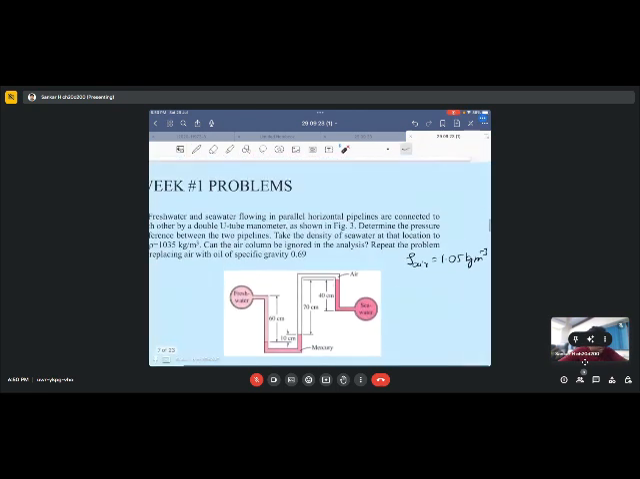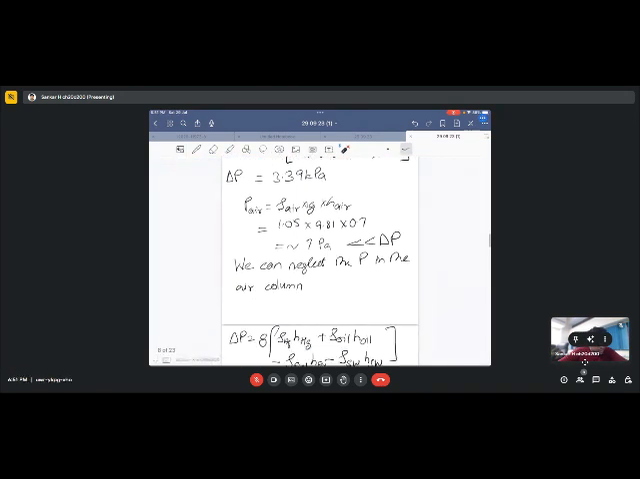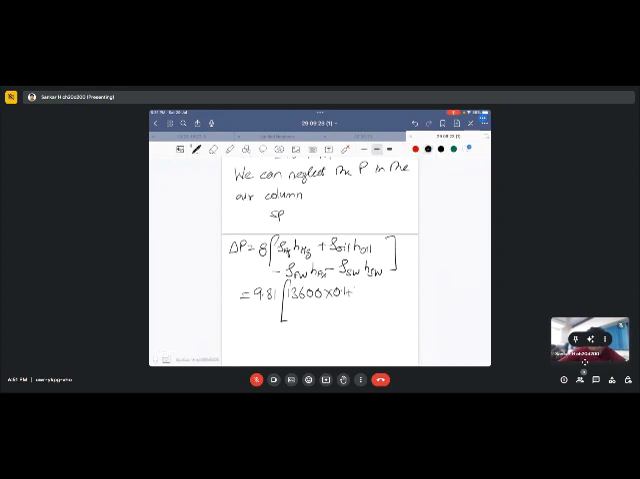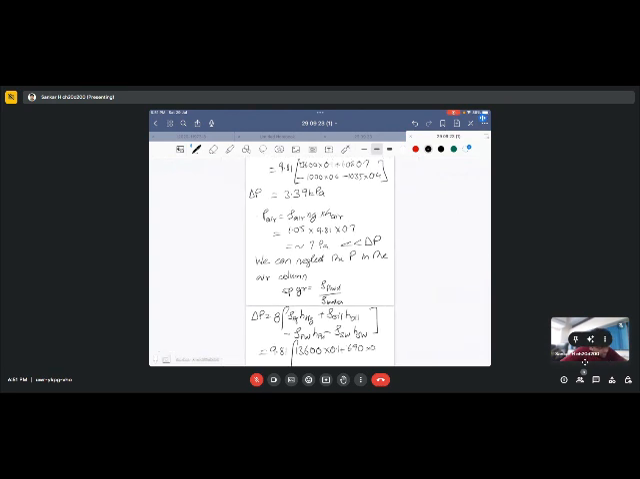And the specific gravity of the oil is given as 0.69. That is, the specific gravity is in fact the ratio of the density of the fluid to the density of water at that temperature. So therefore, the density of oil is 690, if we can assume that water has a density of 1000.